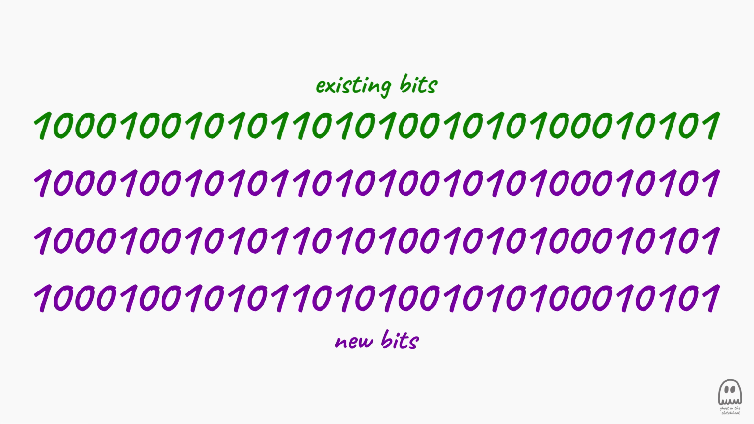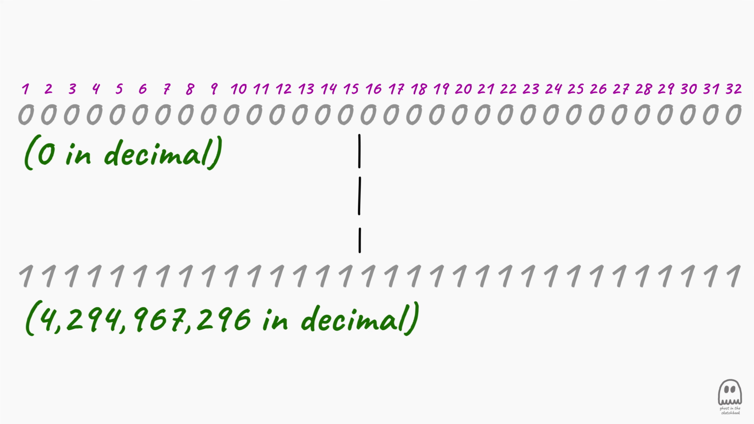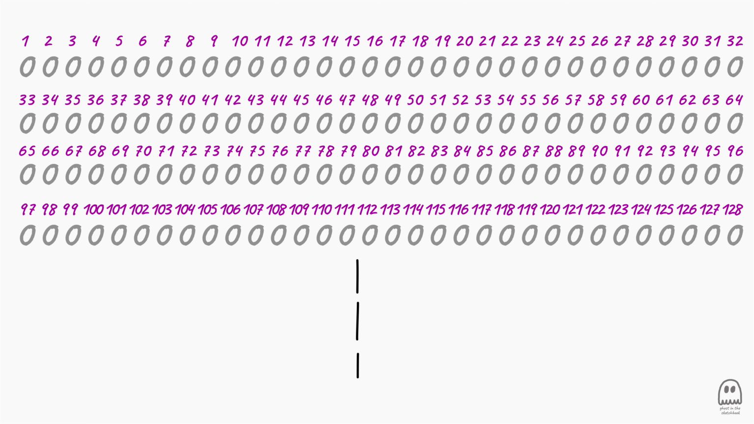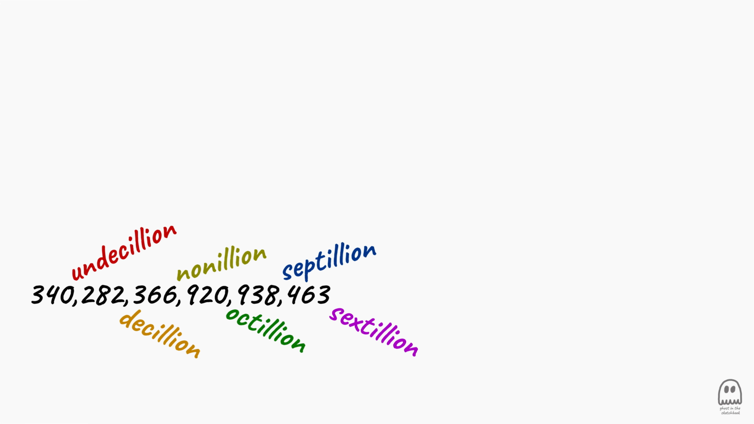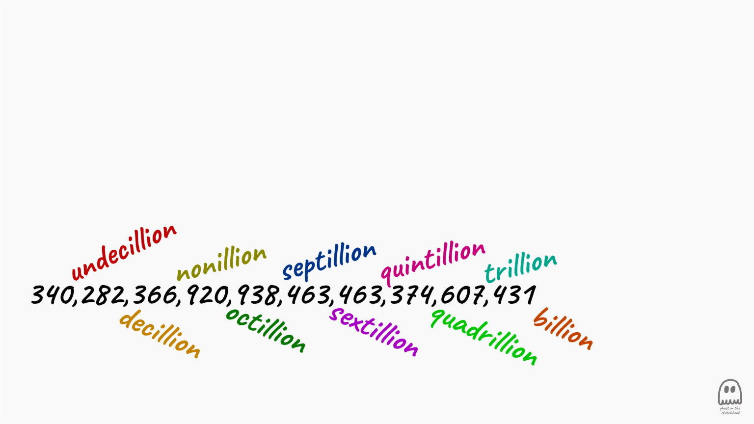Hang on, so we've added a few more bits, is that really going to fix everything? I mean, 128 is only 4 times longer than 32, isn't it? It is, but remember, each extra bit we're adding doubles the number that we can represent. So, if 32 bits can represent 4 billion addresses, 128 bits can represent 340 undecillion, 282 decillion, 366 nonillion, 920 octillion, 938 septillion, 463 sextillion, 463 quintillion, 374 quadrillion, 607 trillion, 431 billion, 768 million, 211,456. In case you were wondering, that took 20 seconds to pronounce.